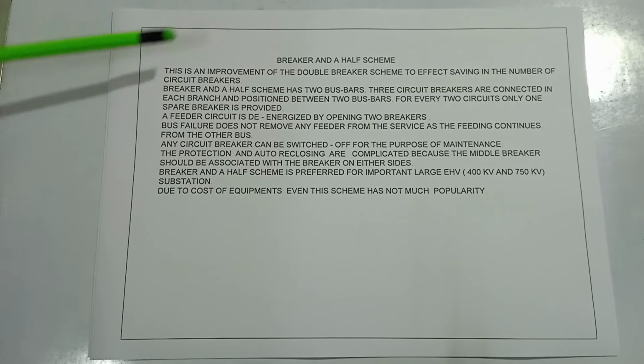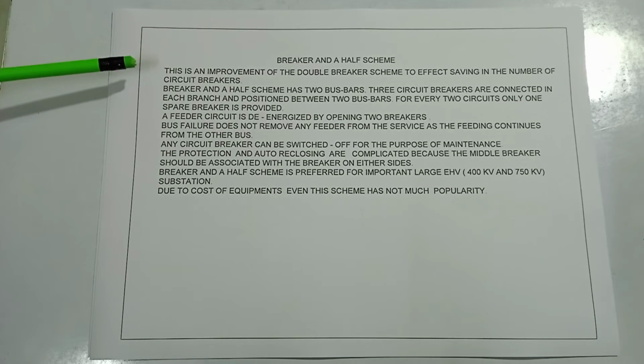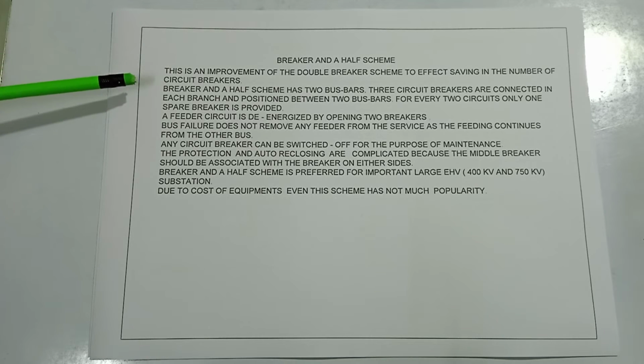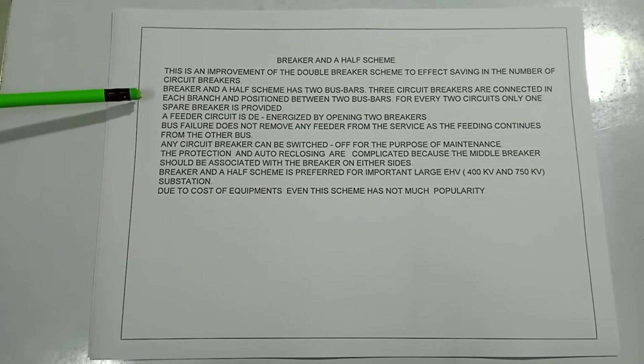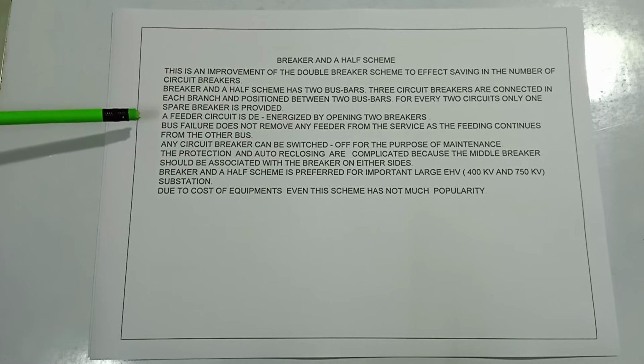Breaker and a half scheme. This is an improvement of the double breaker scheme to effect saving in the number of circuit breakers. Breaker and a half scheme has two bus bars. Three circuit breakers are connected in each bus bar and positioned between two bus bars. For every two circuits, one spare breaker is provided.